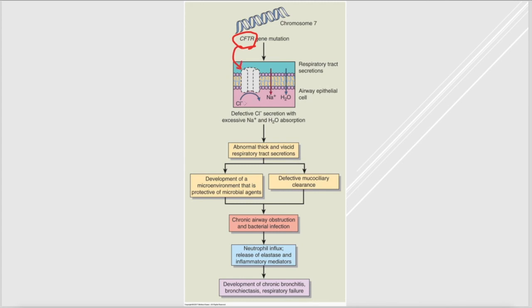The problem is, since it's defective, chloride cannot be conducted across the membrane. And when chloride is not being conducted, that not only stops sodium from being conducted, but it actually pulls sodium into the cell. And with that, you have water moving into the cell. So all of this out here, where you want water and sodium so you can loosen up that mucus, is not there. So you get that very thick mucus.